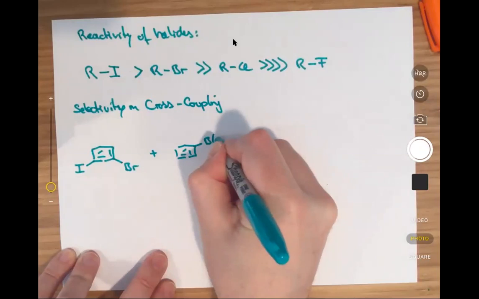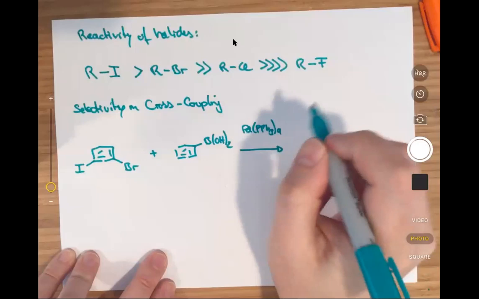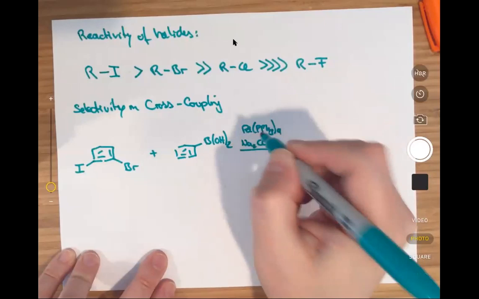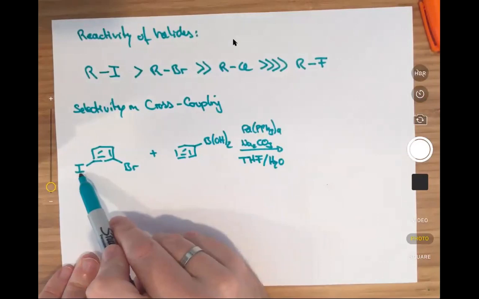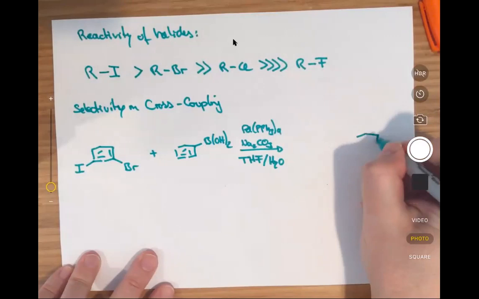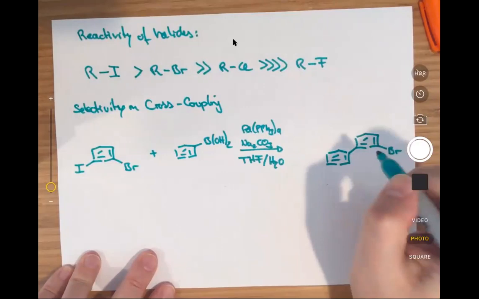and let's say we use palladium tetrakis, sodium carbonate as a base, and THF water as the solvent, you can get a high selectivity for substituting the iodine over the bromine. So your major product that you're going to expect to get out of this reaction still has the bromine on this side, but has substituted selectively the iodine with your aromatic ring.